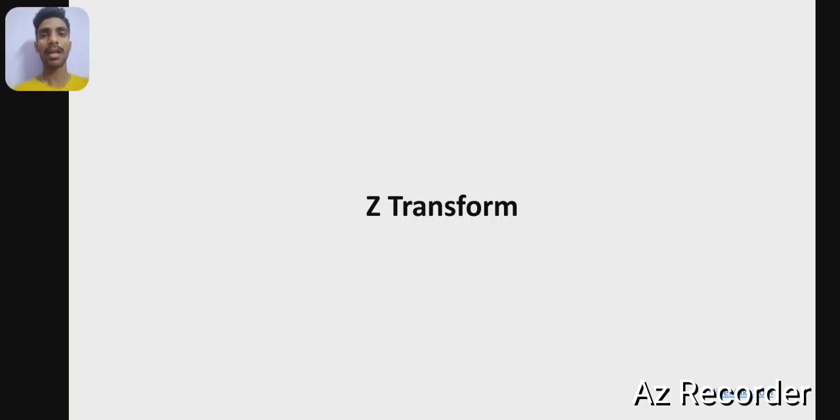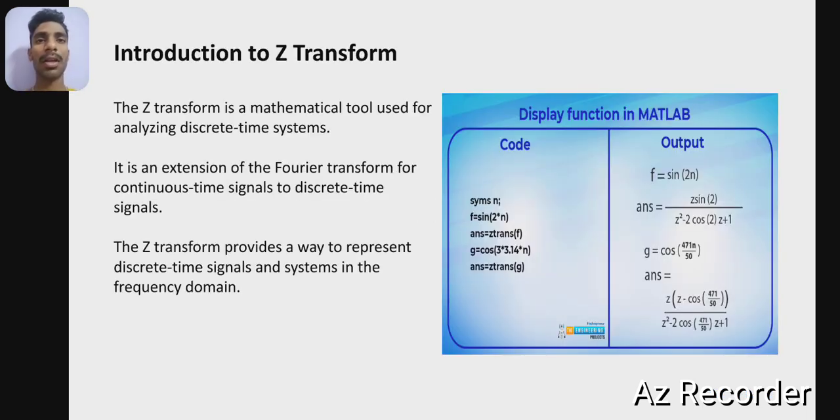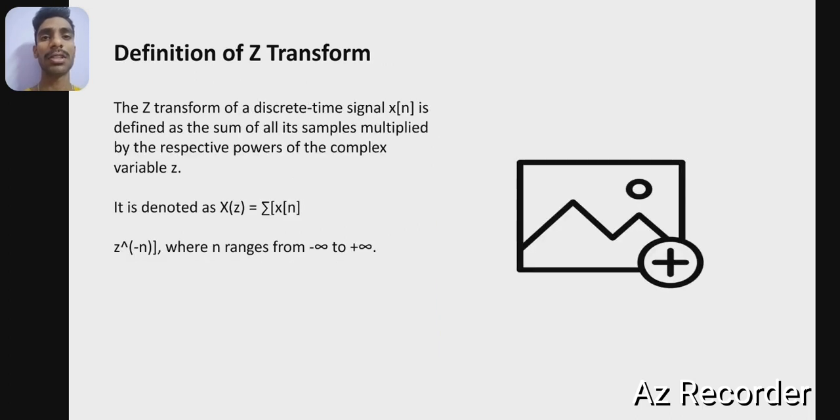Myself Punit Kumar V, and I am going to explain about Z transform. Introduction to Z transform. A Z transform is a mathematical tool used to analyze discrete time systems. It is an extension of the Fourier transform for continuous time signals to discrete time signals. A Z transform provides a way to represent discrete time signals and systems in the frequency domain.